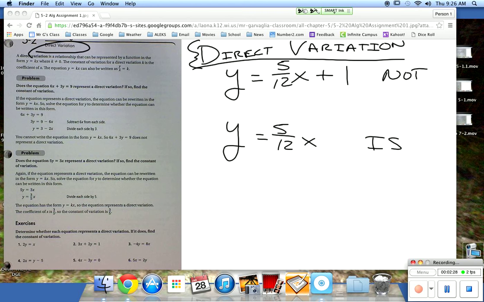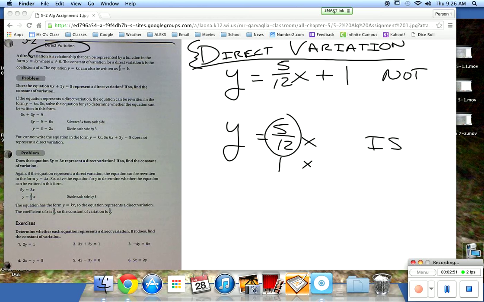You cannot have anything added to it or subtracted from it. It has to be in the form of a fraction or some number here. It's called a coefficient, right here with an x. It has to be in that form. It's just a variable.